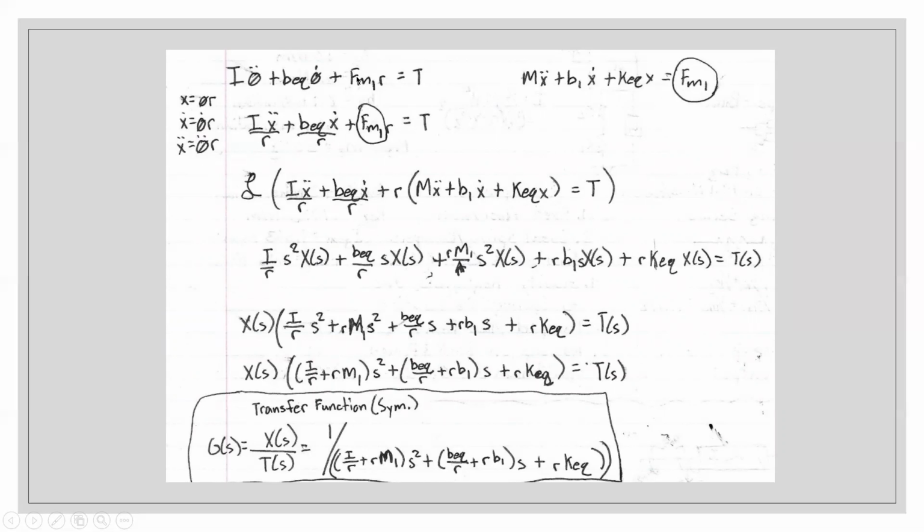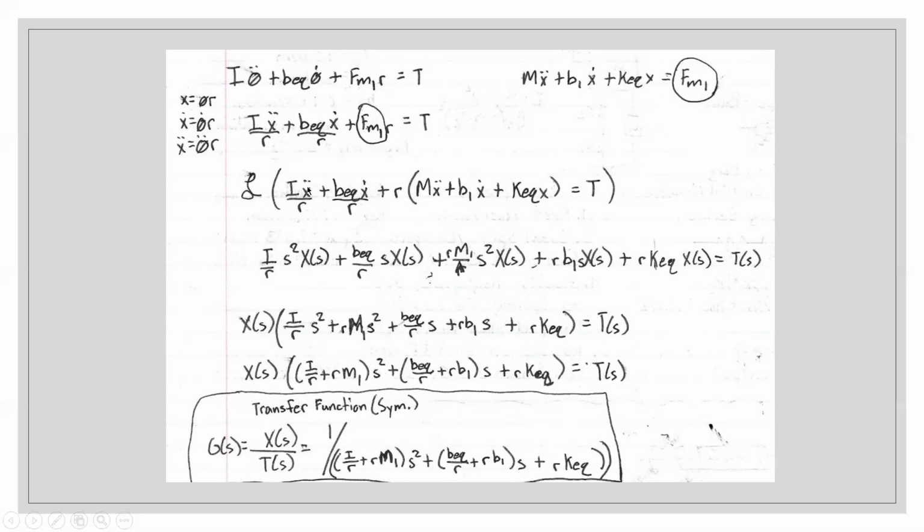We know that after we notice that, we can put them into each other. Fm1r, we can set these equal to each other. So when we do that, we get this equation, I x double dot over R. Again, this theta dot is going to turn into x dot over R, and theta double dot into x double dot over R, respectively, because of this relation over here.